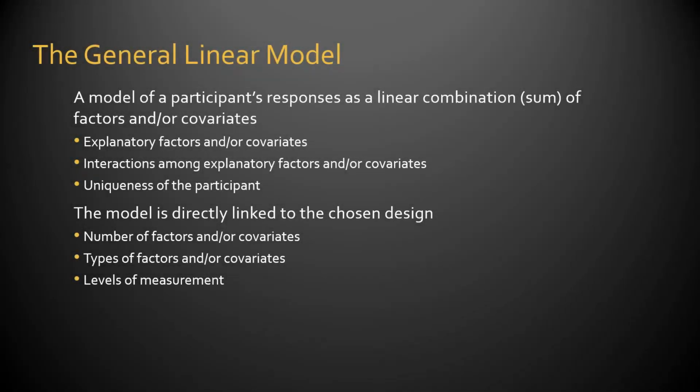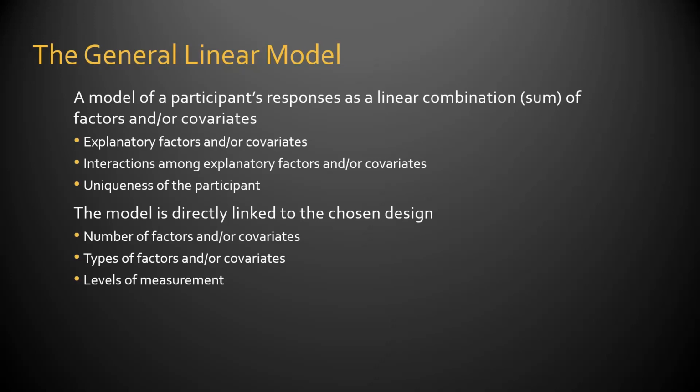In this video series, we're talking about research designs and the general linear model. And in the last video, I looked over the research design. Now we're going to talk about the general linear model, that is, how we actually analyze the observations that we obtain from our design. The general linear model is a model of a participant's responses as a linear combination, that is, a sum of factors and/or covariates.